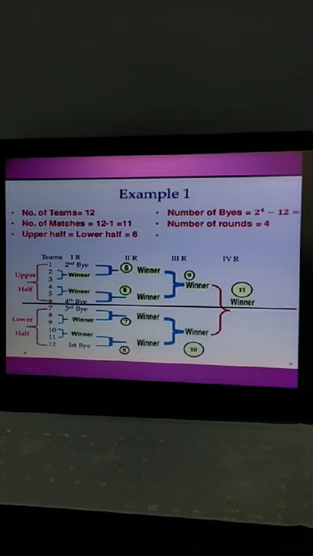So these are the numbers of rounds we can see. These numbers are the number of matches. So we can see first round matches, 1 match, 2 match, 3 match, 4 match, and 5th match is here, 6th is here, 7th is here, 8th match is here, 9th is here, 10th is here, and 11. Total number of matches are 11. This we have calculated here.